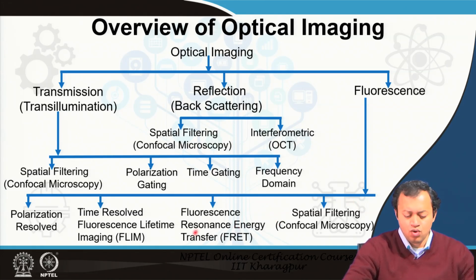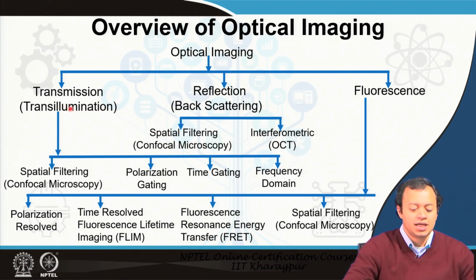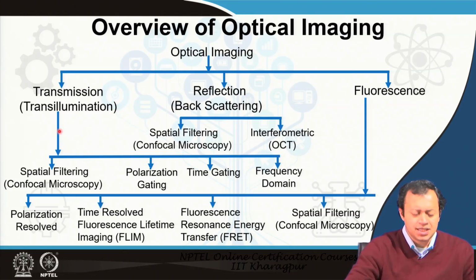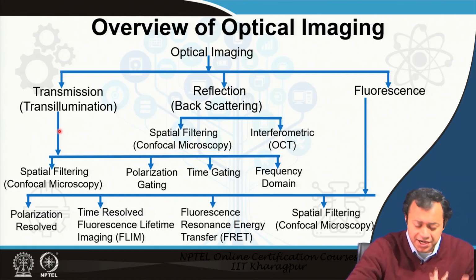We will take 1 or 2 of them, like fluorescence resonance energy transfer, or time resolved fluorescence lifetime imaging. I told you about time resolved, polarization resolved, spatial filtering, and transmission or transillumination. So, reflection is basically backscattering, but transmission is transillumination, where you again do spatial filtering, polarization gating, time gating and frequency domain. Whatever light is coming out of the turbid media of the tissue, ballistic photons or snake photons, these are certain photons that get transmitted out of the highly scattering medium.